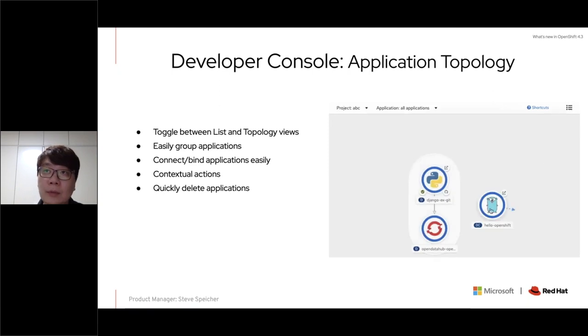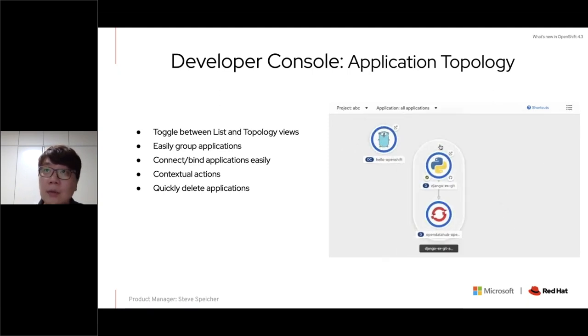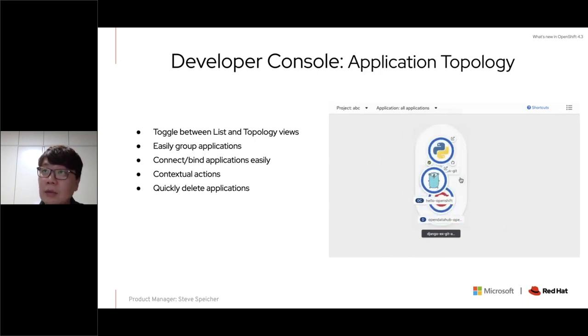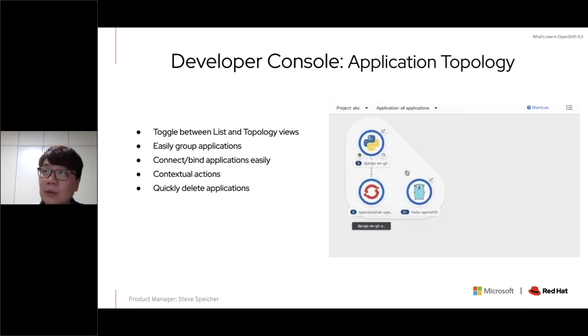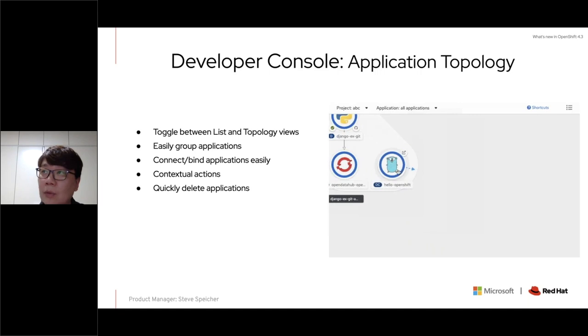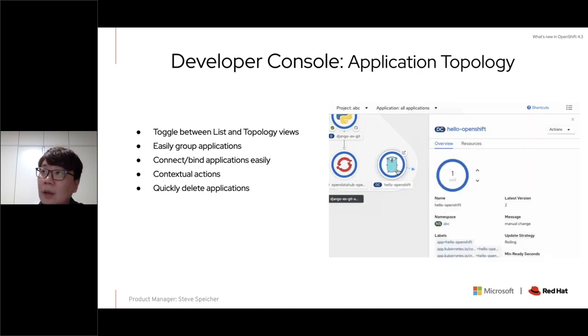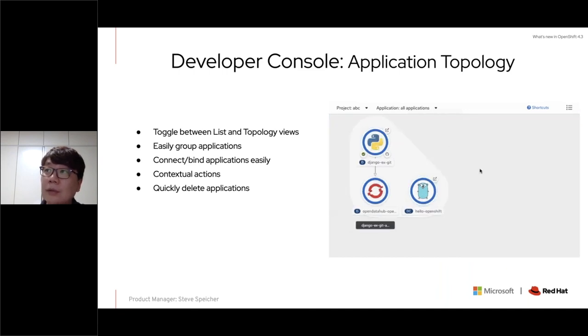Improved topology view: in ARO 4.3, we added a lot of contextual actions, plus allow you to quickly toggle to the list view to give developers access to all relevant info for their apps. We have made it simple to group and bind apps and services together from the topology view. This is really about making the developers as productive as possible without having to get into Kubernetes' underbelly.